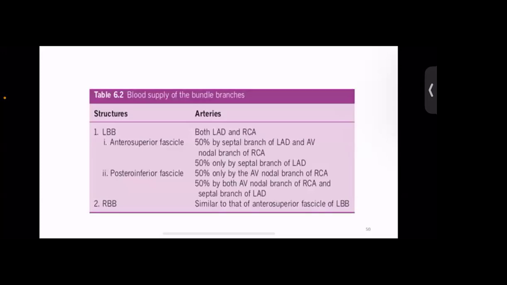Okay, so this is just showing the blood supply. So the left bundle branch is supplied by both the LAD and the RCA. Now the anterior superior fascicle, 50% by the septal branch of the LAD and the AV nodal branch of the RCA, and the other 50% only by the septal branch of the LAD. Now the posterior fascicle, 50% the AV nodal branch of the RCA, 50% by both the AV nodal branch of the RCA and the septal branch of the LAD. And then the RBB, similar to that of the anterior superior fascicles of the LBB.